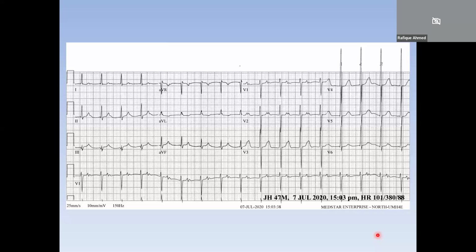Look, the pre-existing left bundle branch block, somebody gets LAD occlusion, it's not necessarily true that it is going to make the conduction system any worse. So we will just treat them like any other patient.